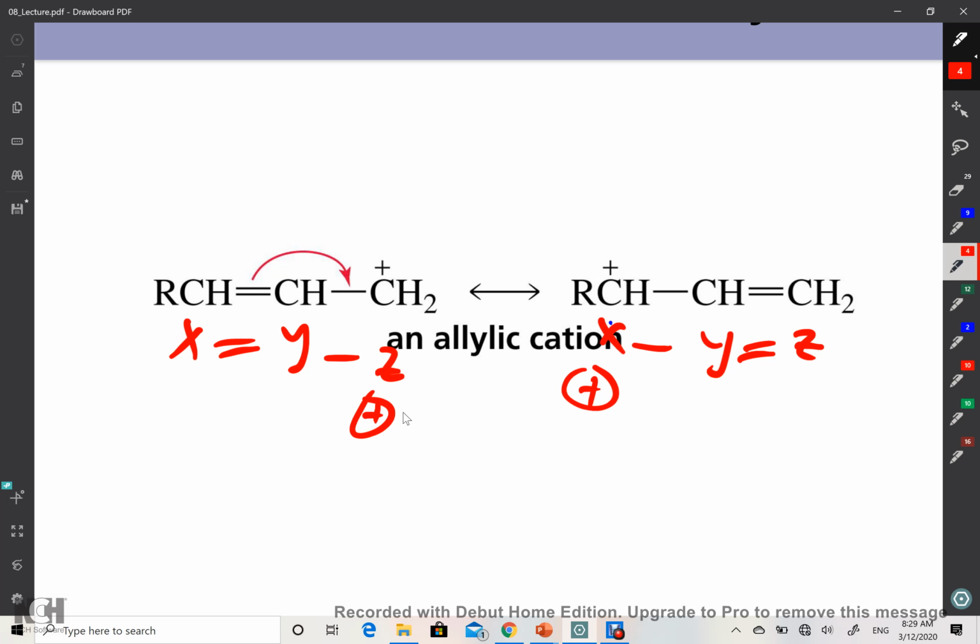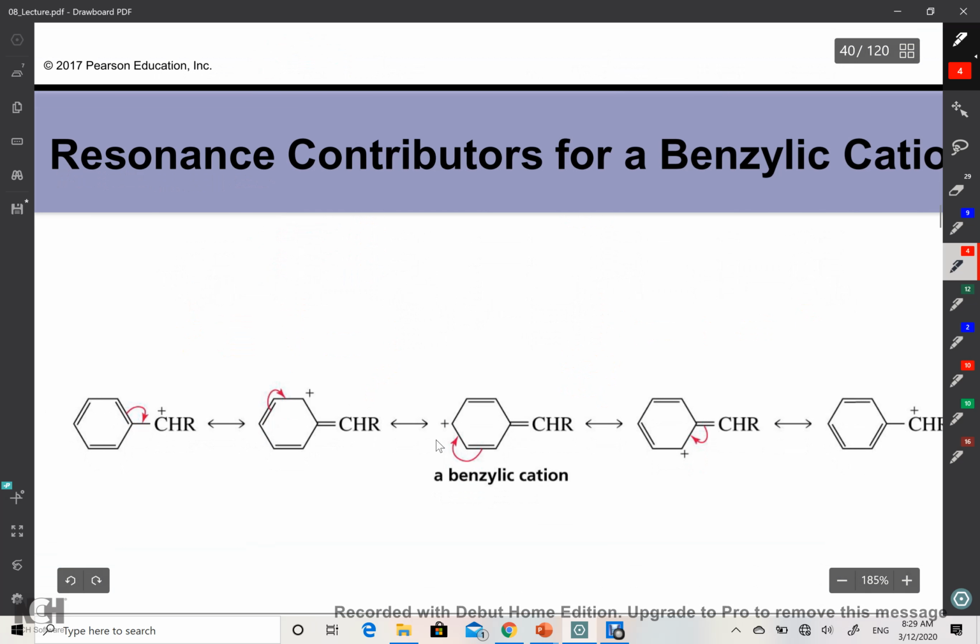No. If you draw and come back to the original structure, you will not count that as a resonance structure because you already had it. Does that make sense? So that's why I have to stop, because you know that if I draw it, I will come back to the original. So I have to stop.